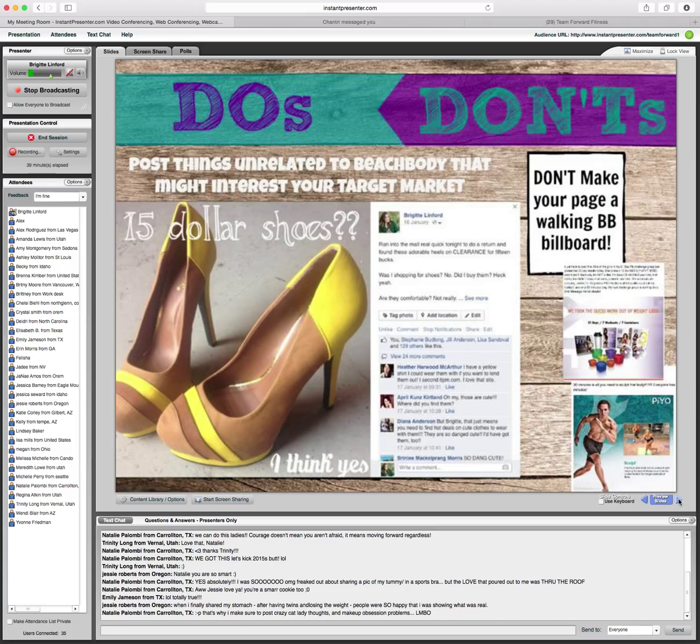I think a good rule of thumb is 80-20. 20% of the time you can be posting about Beachbody and fitness, they kind of go hand in hand. The other 80% of the time, you need to be talking about something else. You need to be talking about your family, this and that. But it goes the same way: you can't make it all about your family, or all about the travel trip that you went on. There needs to be a balance.